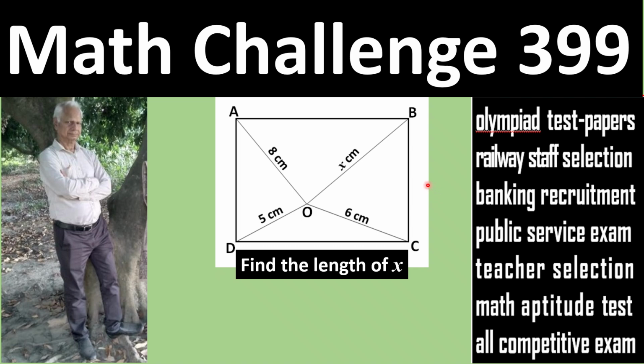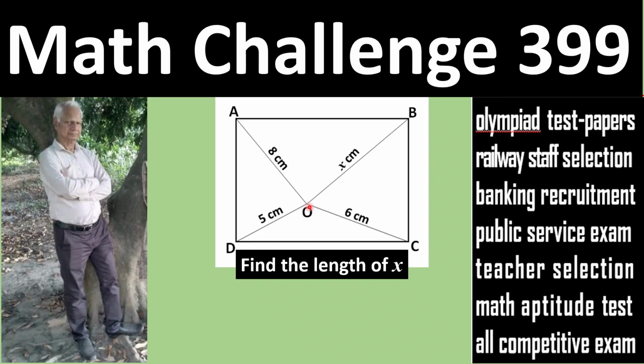In Math Challenge 399, we have to find the value of this line x, the length of this line x. We are given a rectangle. It is a rectangle, not a square. And from any point O, note that this point O is not the center. O is not taken at the center, but O is any random point within the rectangle.